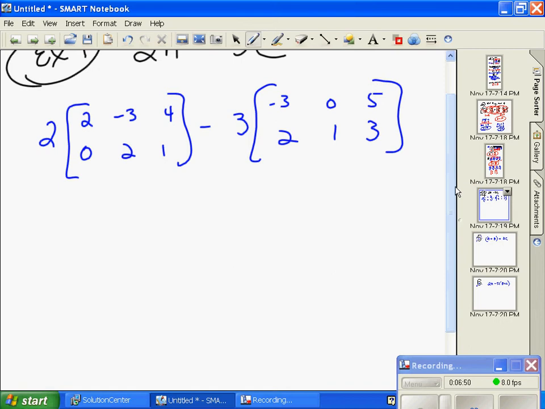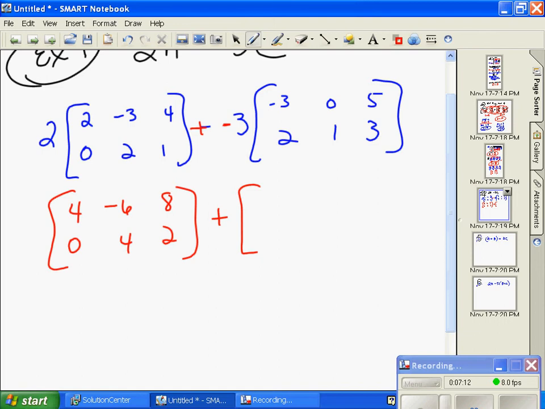Okay, the first thing I'm going to do is multiply everything in that first matrix by 2. So I get 4, negative 6, 8, 0, 4, and 2. Now instead of multiplying by 3, I'm actually going to multiply everything by negative 3. So I'm going to change that minus 3 to be plus a negative 3. So I'm now going to make mine an addition problem and multiply everything in the second matrix by negative 3. So I get 9, 0, negative 15, negative 6, negative 3, negative 9.